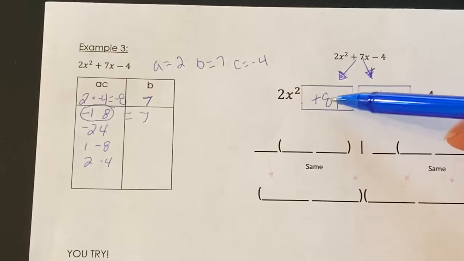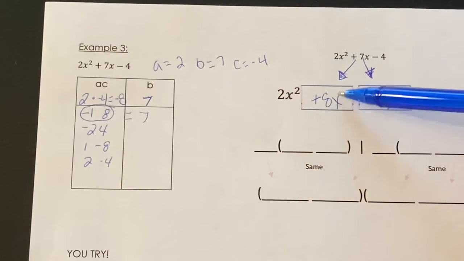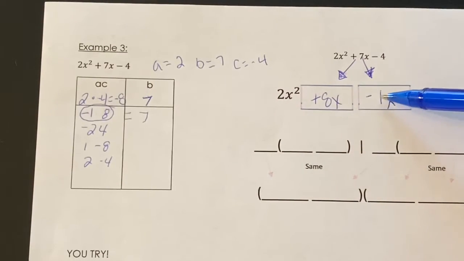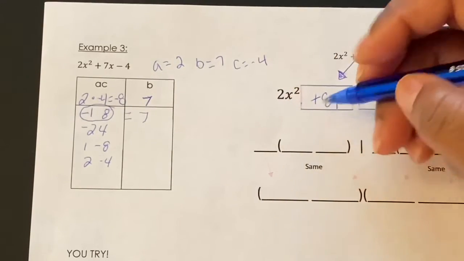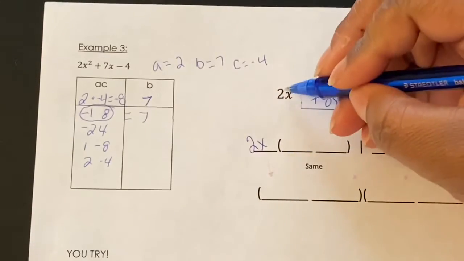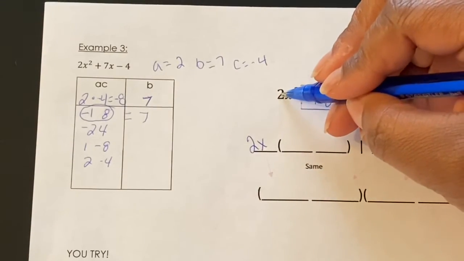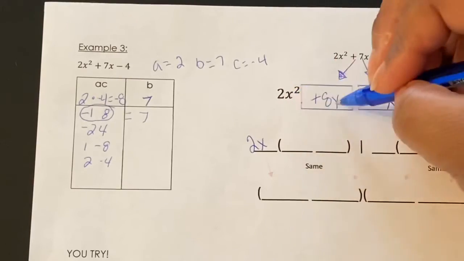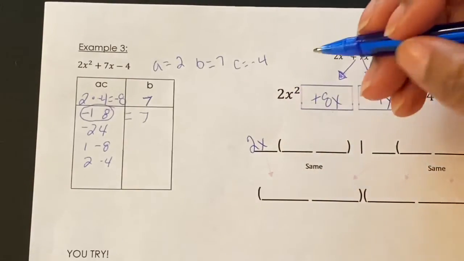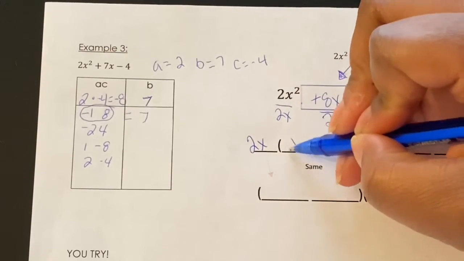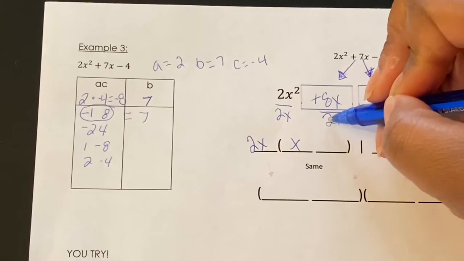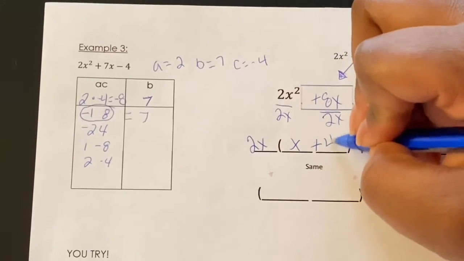And again, I decided to do 8x here because I know 2x squared and 8x will have a common factor. And I also know that negative 1x and negative 4 will have a common factor. So what's the greatest common factor of 2x squared and 8x? That would be 2x. 2 is a factor of 8. 2 is a factor of 2. It's the largest factor of both. And they both have exactly 1x in common. When I divide both of them by 2x, what do I have left? I have x left, and then 8x divided by 2x is positive 4.